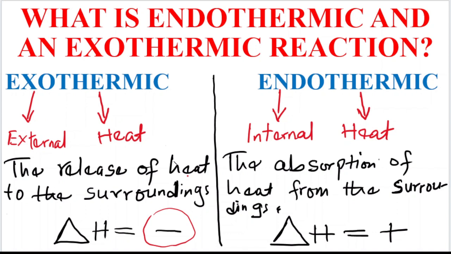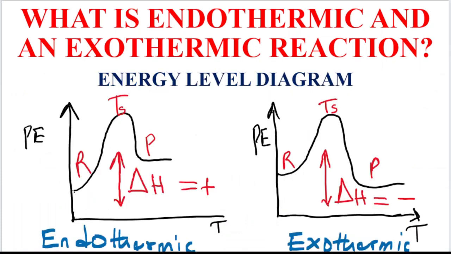An endothermic reaction, on the other hand, has to do with the absorption of heat from the surrounding, and the delta H is positive. Delta H means change in enthalpy. So let's look at the energy level diagram.